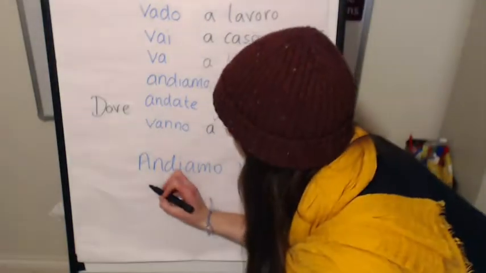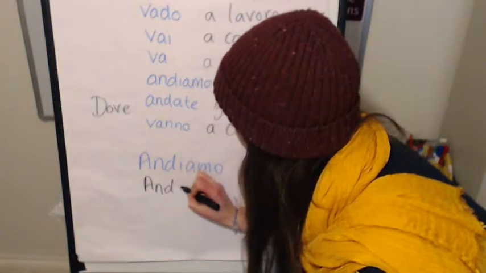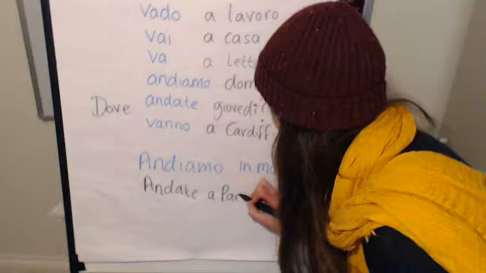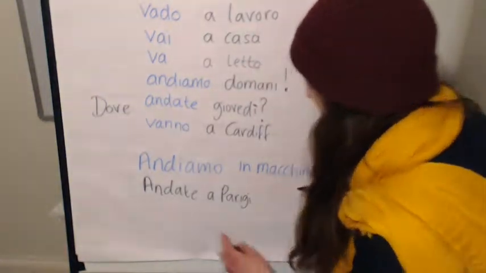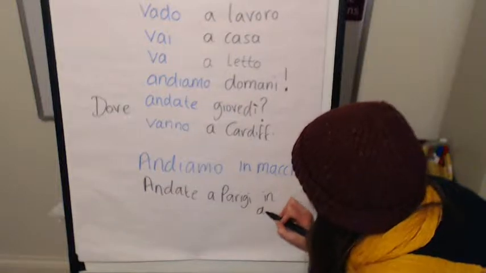Use my black pen. Voi andate, let's see, where are you going? Andate a Parigi, why not? Perché no? Andate a Parigi in aereo.